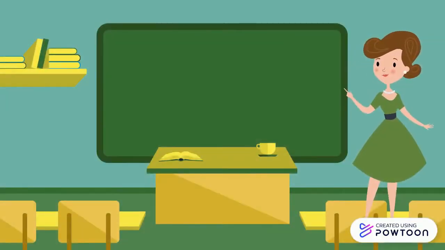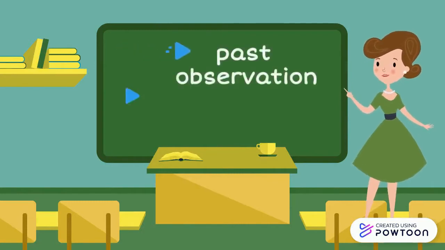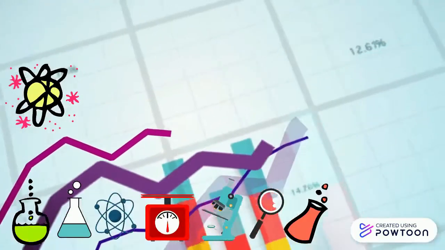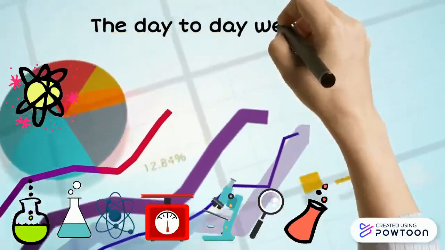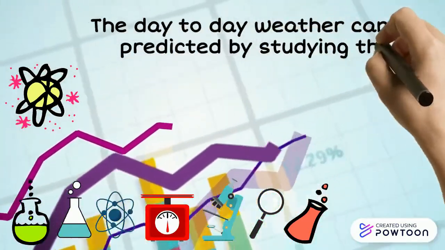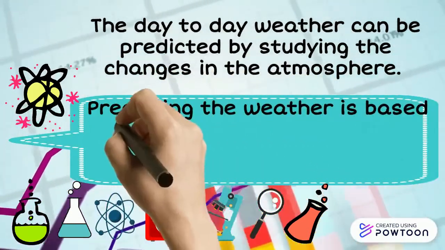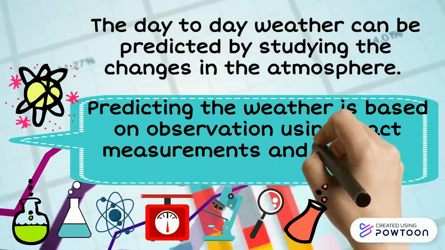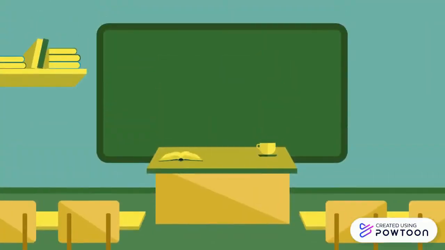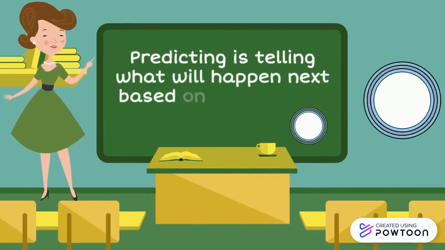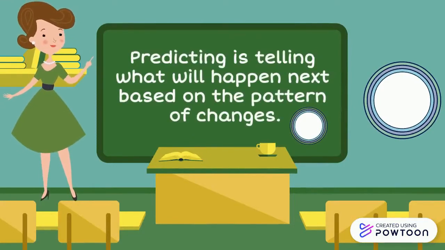It is the process of using past observations or data along with other kinds of scientific knowledge to forecast events or relationships. They are often, but not always, based upon experience or knowledge. The day-to-day weather can be predicted by studying the changes in the atmosphere. Predicting the weather is based on observation using exact measurements and scientific instruments. Predicting is telling what will happen next based on the pattern of changes.